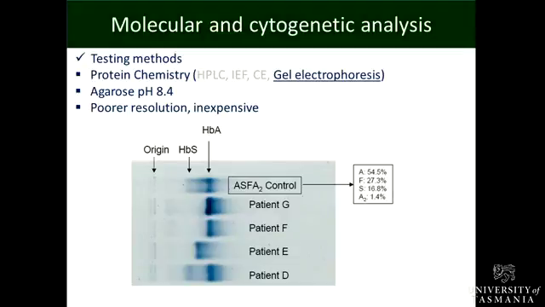If you look at agarose gels, they're different. Again, similar concept, but they don't have the resolution that the others do. Agarose gels are poorer resolution, they're inexpensive, but they don't give you the same kind of results. But they're quick and easy to set up. And again, you can see here hemoglobin A through here and a whole range of different patients and the various hemoglobins that have migrated through these particular gels.